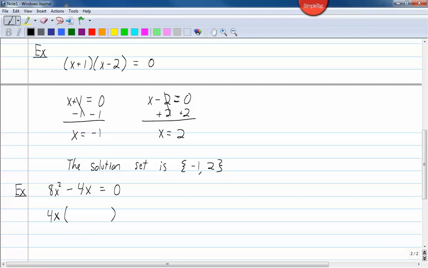Alright, then you draw a set of parentheses and you say, okay, what times 4x gives you 8x squared? That would be 2x. And then I didn't factor a negative out or anything, so I'll have just minus. And then I say, what times 4x gives me 4x? That's 1. Alright, and then you could always check by multiplying that back in and making sure you get 8x squared minus 4x equals 0.